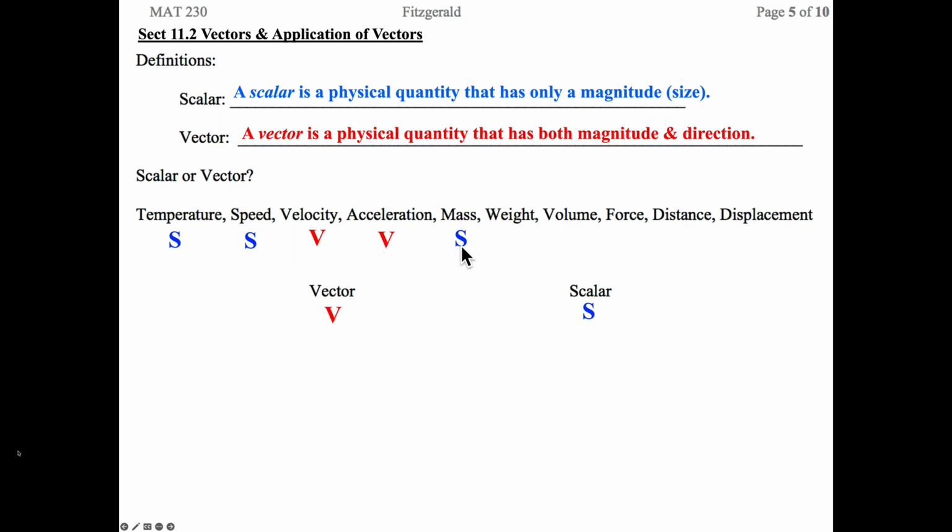Mass is technically a scalar. And the reason for that, mass does not include gravity, where the word weight does include gravity. So gravity is the direction pulling you back, if you will, to Earth. Volume, scalar. Force, vector. These two, distance and displacement, they kind of mean the same thing. Distance is scalar because there is no direction. Displacement is a vector because it's the distance and the direction that you're going.